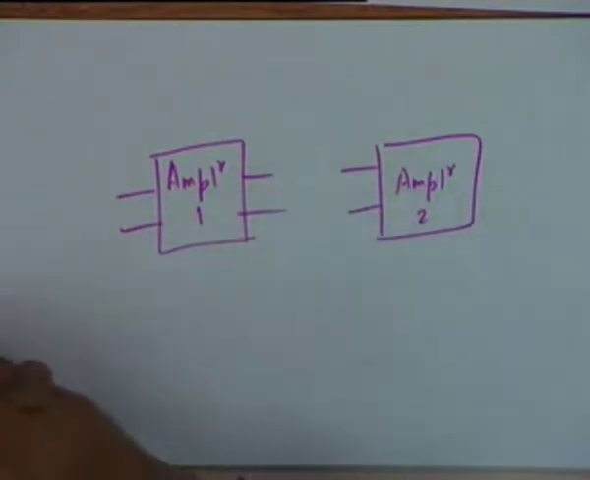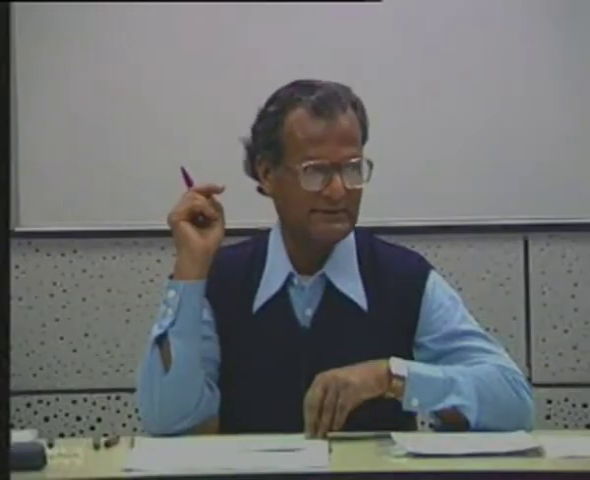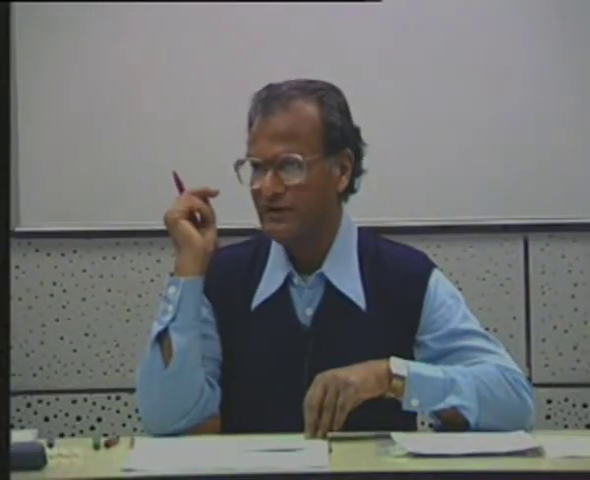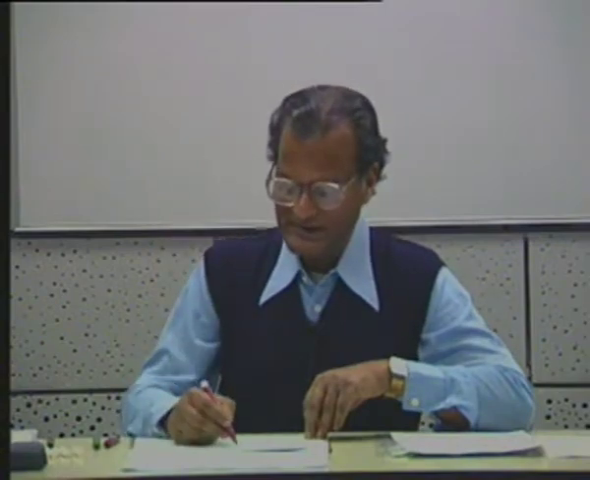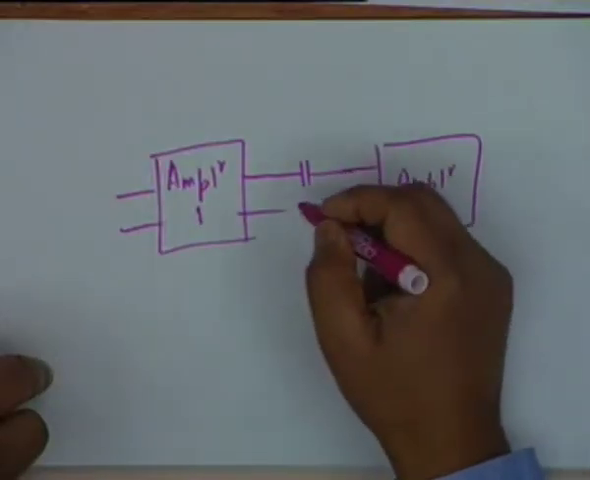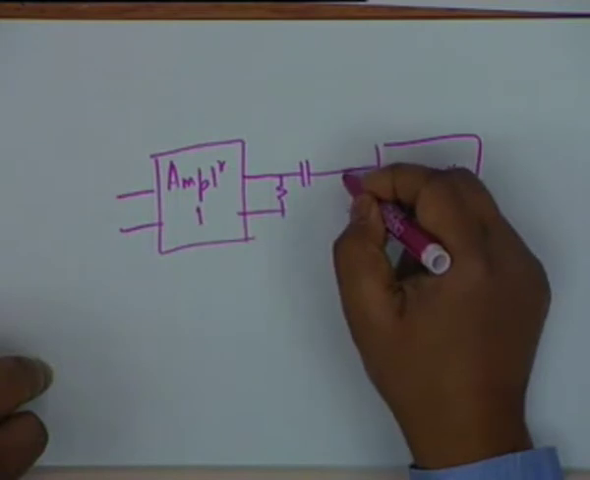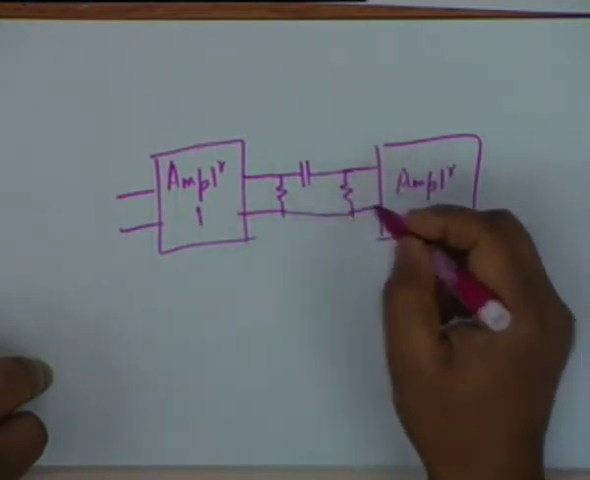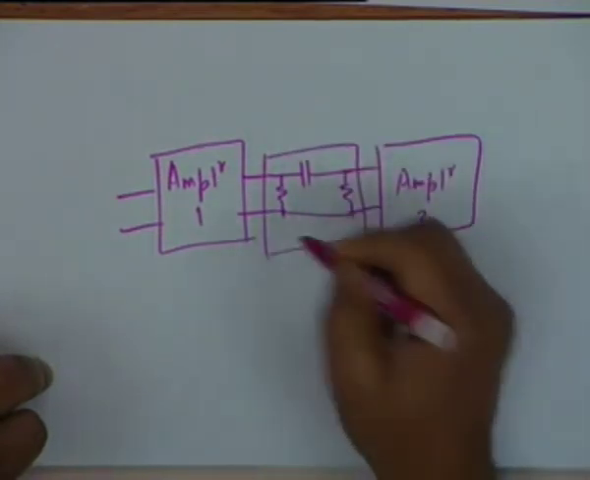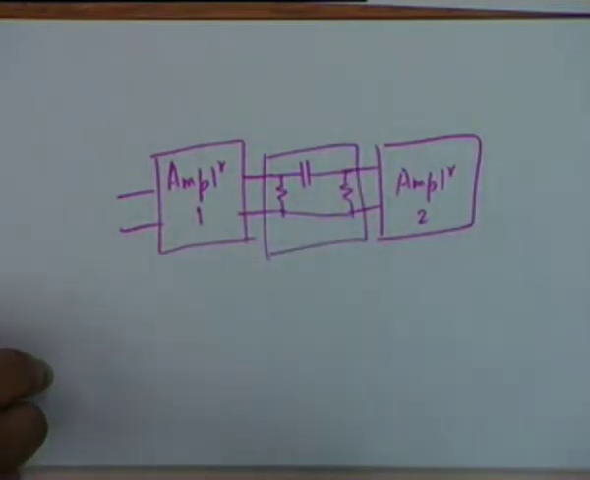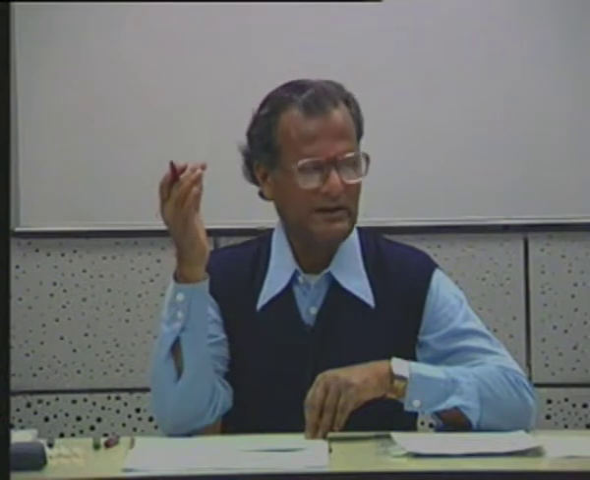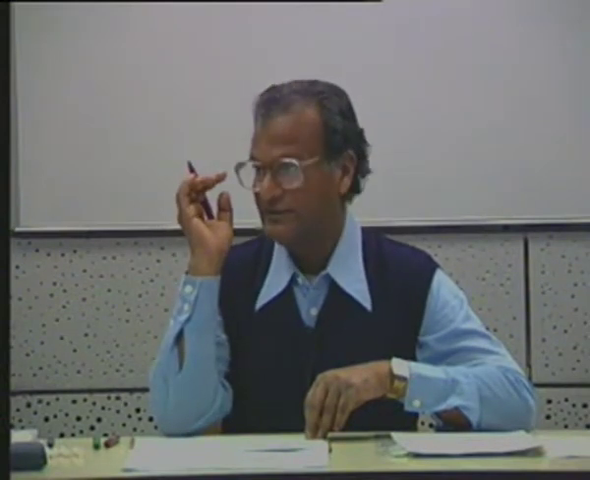Now the output invariably, as you shall see later, contains DC as well as the signal, and one should get rid of the DC. So what one does is one uses a capacitor, and this is the amplifier output and this is the amplifier input. So this CRC network or RCR network is being used as a coupling network, all right.